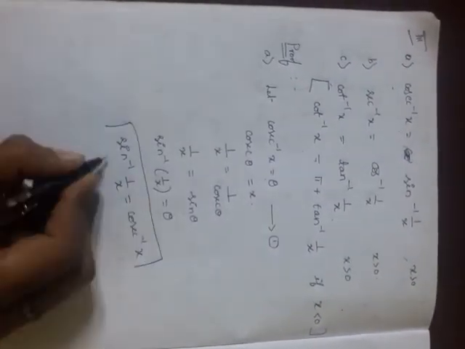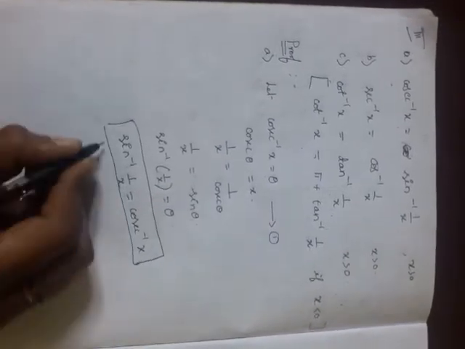Therefore sin inverse of 1 by x is equal to cosecant inverse of x. This is our first property: cosecant inverse of x equals sin inverse of 1 by x.